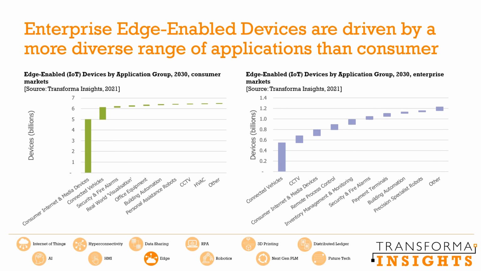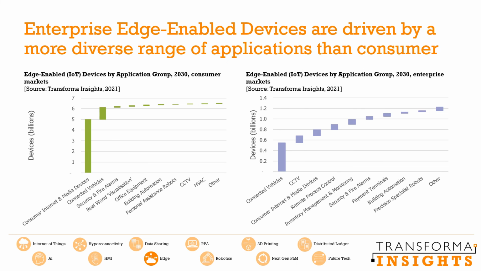Whereas on the right-hand side, you'll see a much more diverse combination of edge-enabled devices in the enterprise context. Connected vehicles is the most numerous asset type that is edge enabled in the enterprise context. CCTV, again consumer internet media devices, because there are televisions in enterprise contexts as well, but obviously far fewer. Remote process control is a significant contributor to the count of edge-enabled devices. Inventory management and monitoring, security and fire systems, payment terminals, building automation, precision specialist robots, and so on.